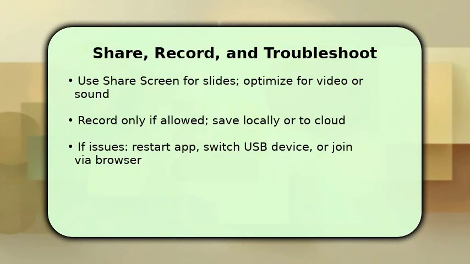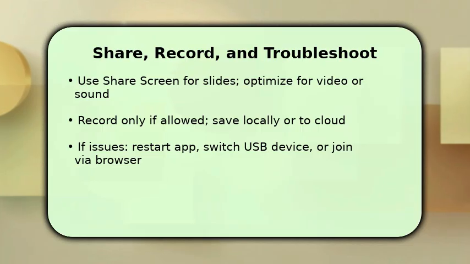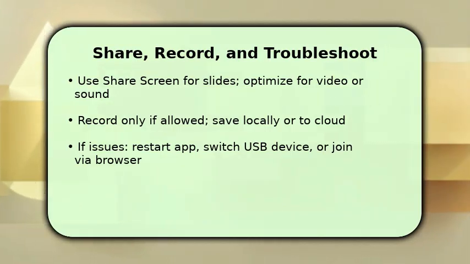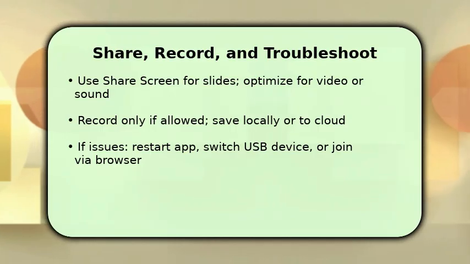Finish by sharing content correctly and handling problems so class stays on track. When you share screen, select the specific window or screen and enable Optimize for video or computer sound if you'll play audio. Stop sharing when finished. Record only with permission and choose local or cloud storage based on school rules. If audio, video, or connection fail, restart the Zoom app, try a different USB mic/camera, or join via the browser as a quick workaround. These steps usually restore functionality fast.